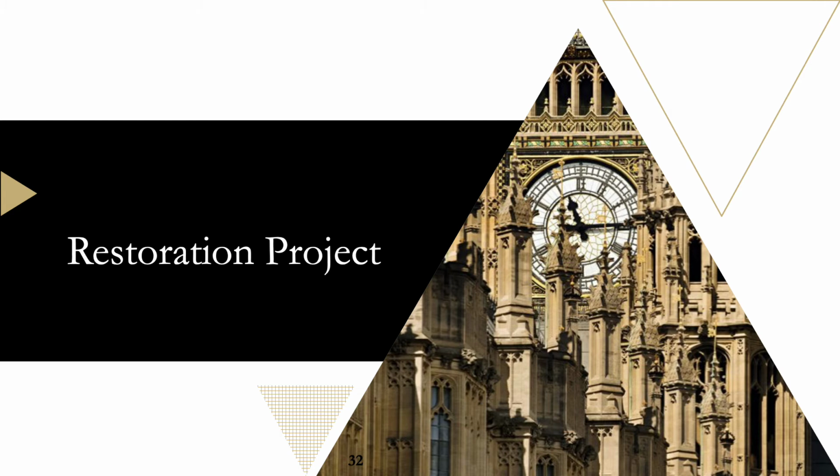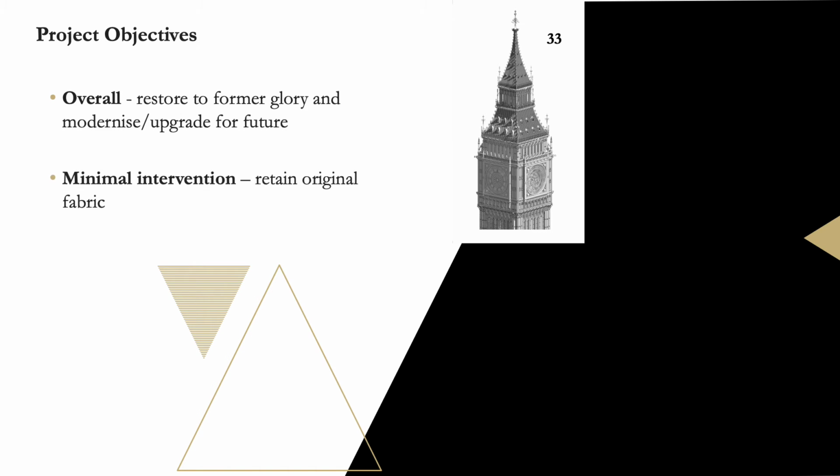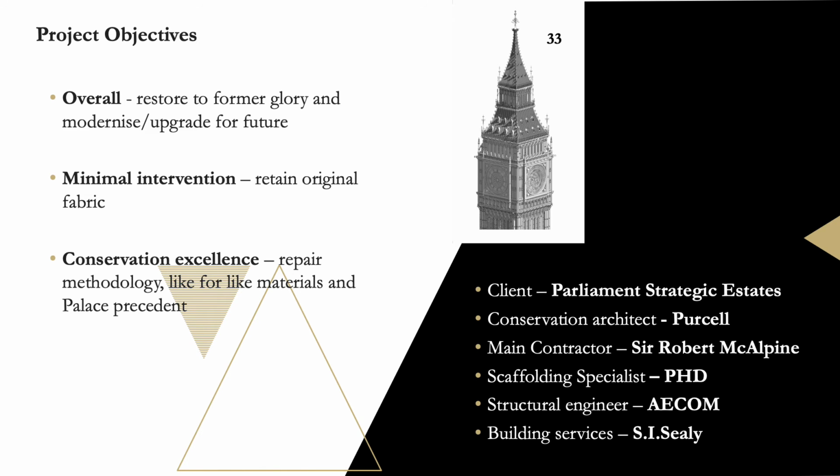Located in a UNESCO World Heritage Site, the aim of the five-year, £61 million biggest restoration project in Big Ben's history is to restore the Grade 1 listed tower to its former glory and modernise it for future generational longevity. Within this overall project objective, goals included a minimally interventionist approach in order to retain the original fabric of the structure, and conservation excellence in repair methodology and material replacement. Purcell were procured as the conservation architects, with Sir Robert McAlpine as the main contractor.